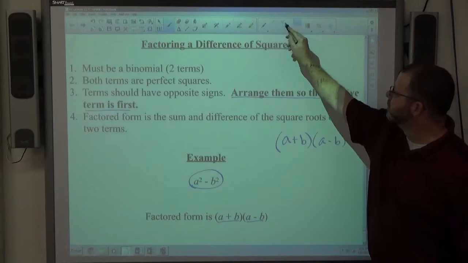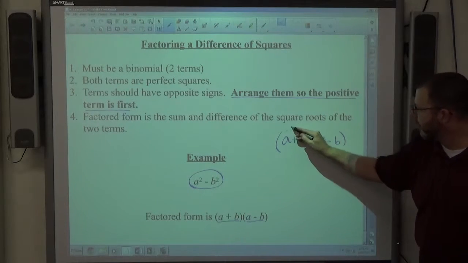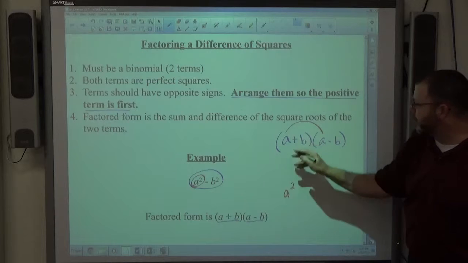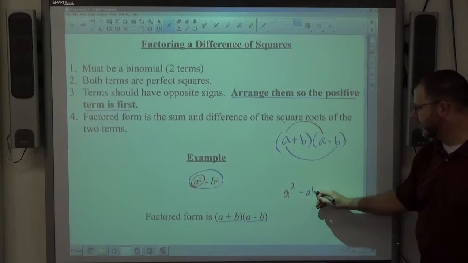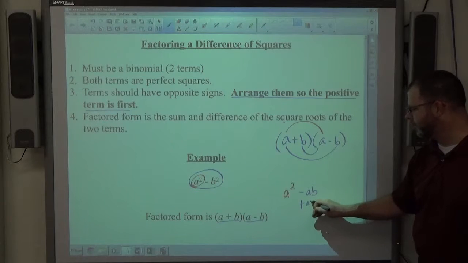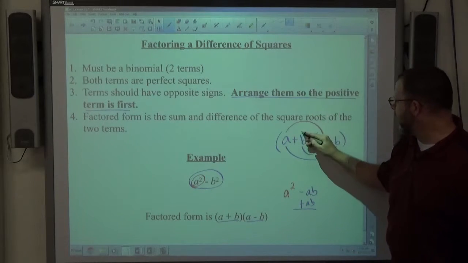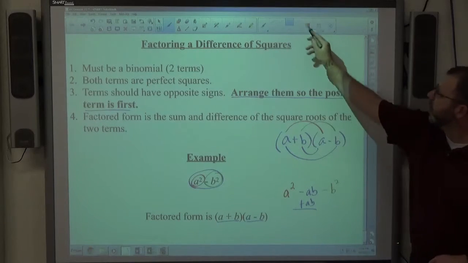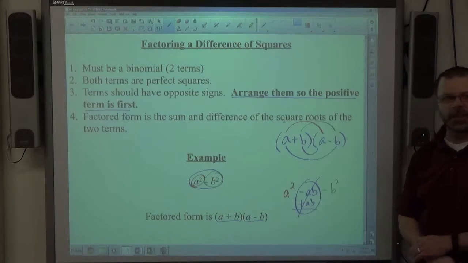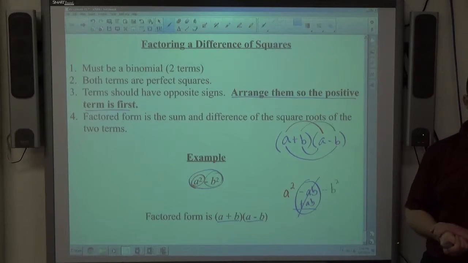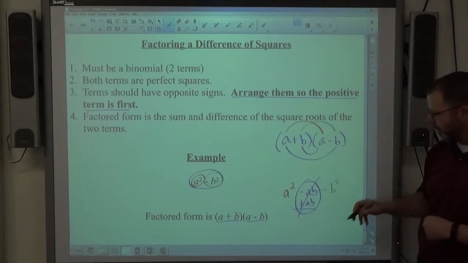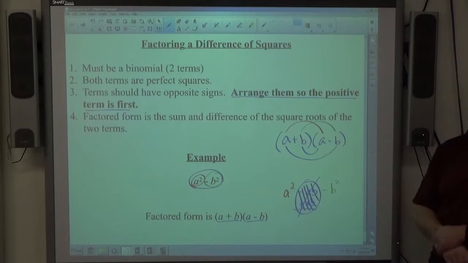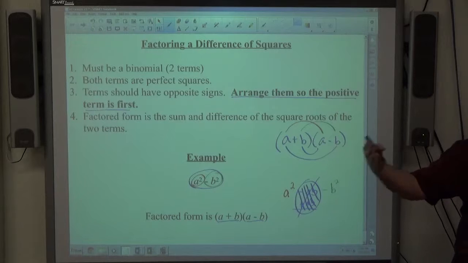imagine I'm doing FOIL, multiplying these binomials using FOIL. First times first is a squared, right? There's the a squared that we get. If we look at the outside product, negative ab, and the inside product, positive ab, and then we have last times last, minus b squared. There's my minus b squared, right? A squared minus b squared happening. Notice the outside and inside products are exact opposites, they cancel. That's how we're getting a binomial out of this, because usually when you multiply binomials, you get a trinomial, but in a situation where you're multiplying a sum and difference of the same two things, the outside and inside products always cancel, leaving us with a binomial, perfect square minus perfect square.